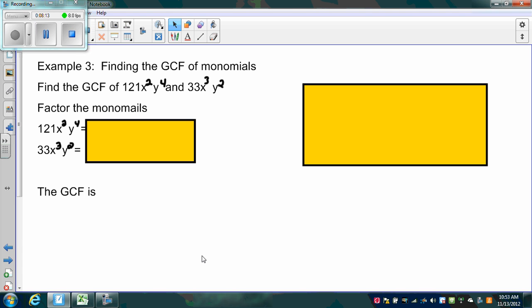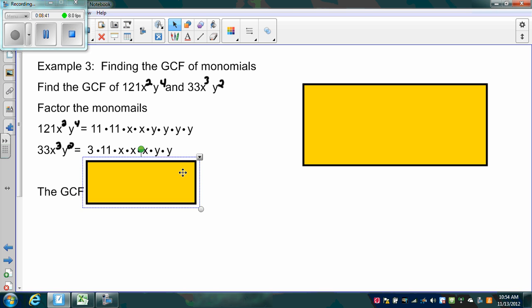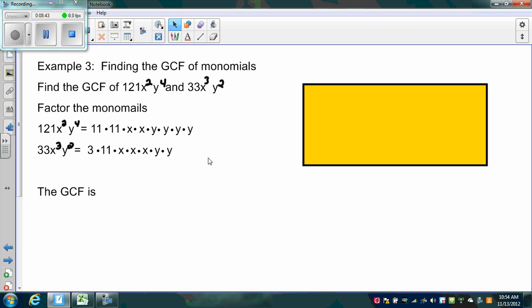And the last example is, what if we have those monomials again? So what if we have variables in these equations? So if we had 21x squared y to the 4th and 33x to the 3rd y squared, how could we factor these monomials and find the GCF? So in this case, we can write 21 is 3 times 7, 2 x's, 4 y's, 33 is 3 times 11, 3 x's, 2 y's, and we use the same thing that we used in the previous method, the second method. We see what they share.